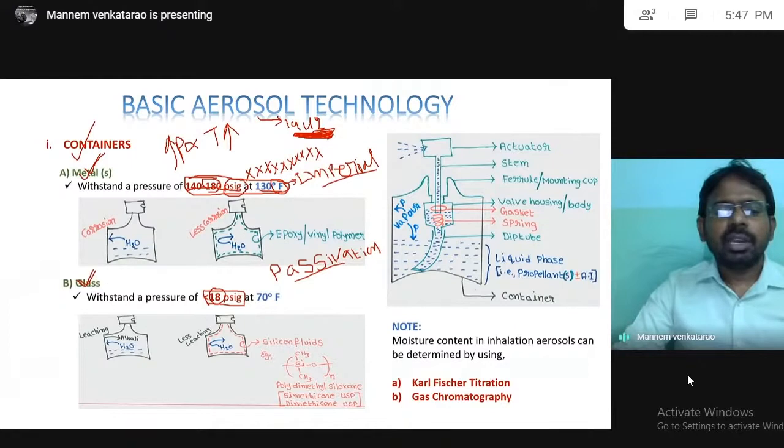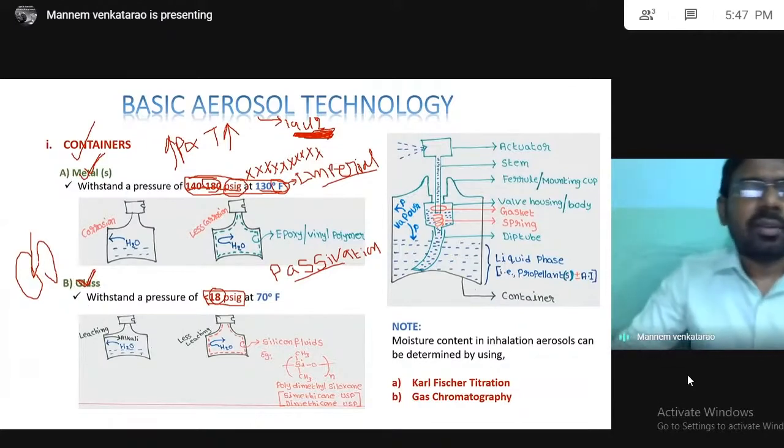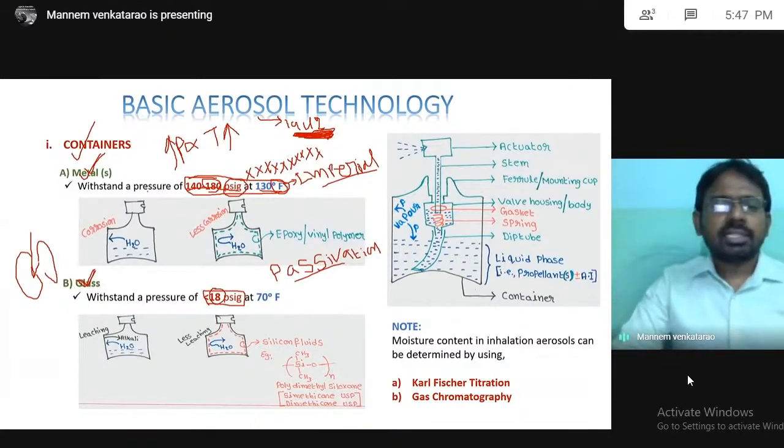Why? Because in inhalation you have to deliver the drug into the deeper airways, meaning the lungs. To deliver into the lungs, it needs more pressure, and that much pressure is not withstood by glass. That's why glass is limited to only cosmetics, but not inhalation aerosols. So in an examination, they always ask about only metal.